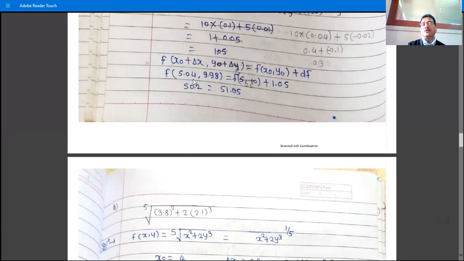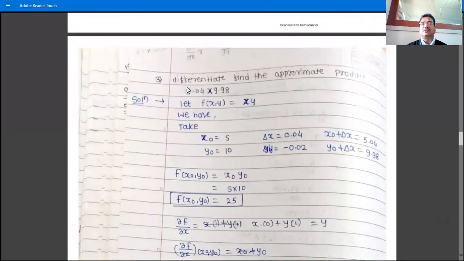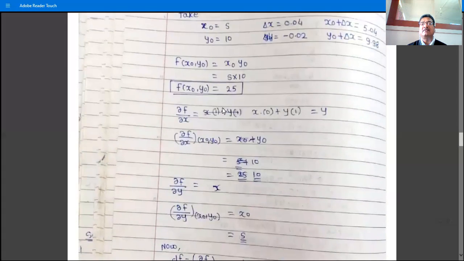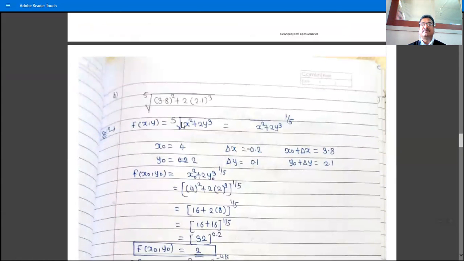F of 5.04, 9.98 is equal to f of x, y is x into y. So this is equal to 5.04 into 9.98. The value of this f of 5.04 comma 9.98 is what? Is equal to, here write the next step, 5.04 into 9.98. That is the given. This is equal to 51.05. So this is the answer.